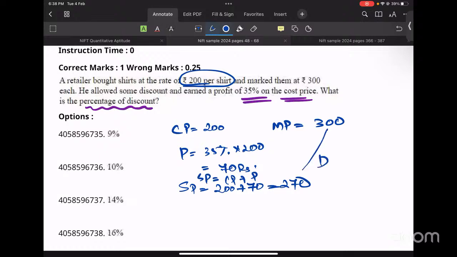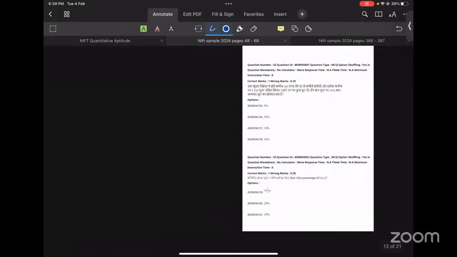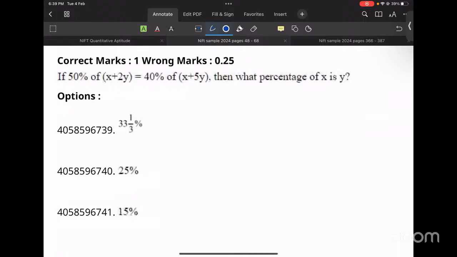Discount equal to 30 rupees. Now the question is purely about discount percentage. Discount by marked price into 100. That is equal to 30 by 300 into 100. So zeros you can cancel. 3 by 30 by 3, 10. Okay, so 10 is the right answer, 10%. Now you guys can try another question. Just try to solve and put it in the chat.